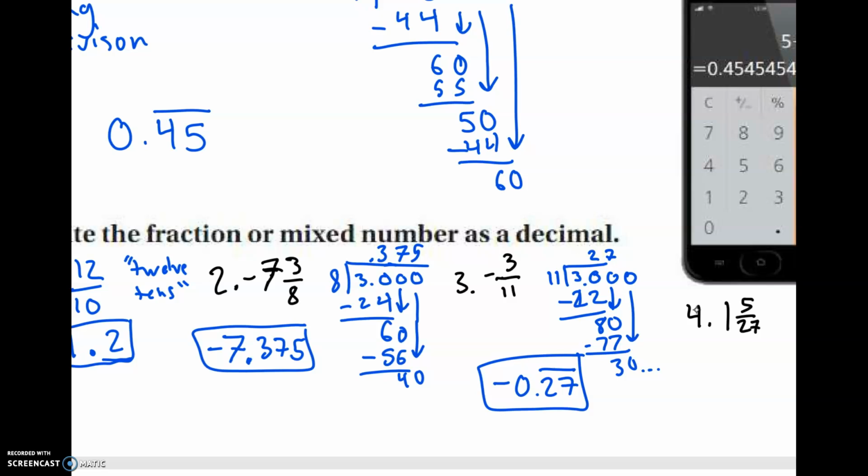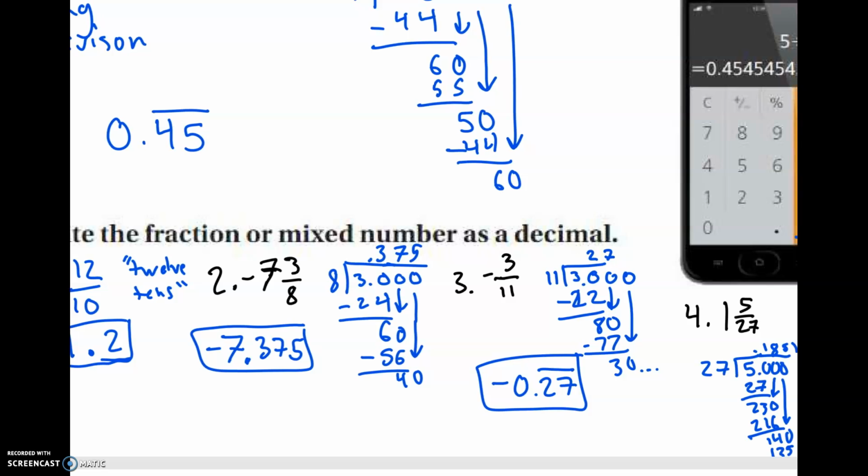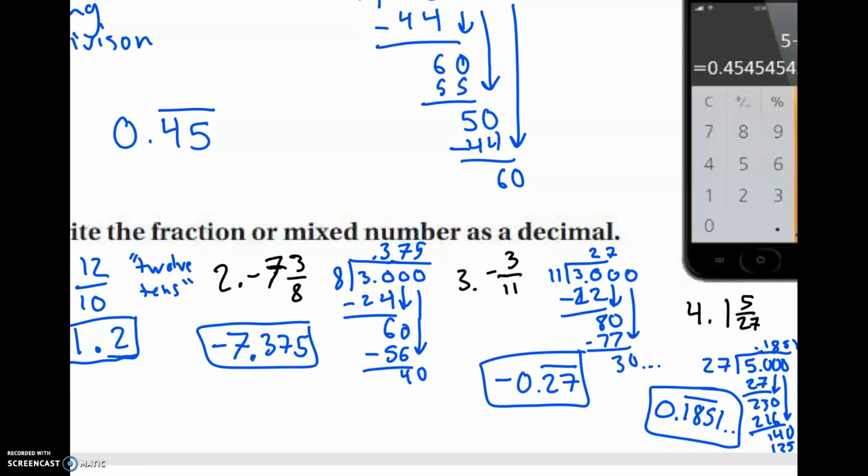All right, so here's our work for that one. You're just going to have to trust me on this one because I ran out of room on my paper to write it down. So 1.851 is actually the answer to that, and it's repeating. Okay, so let's move on.